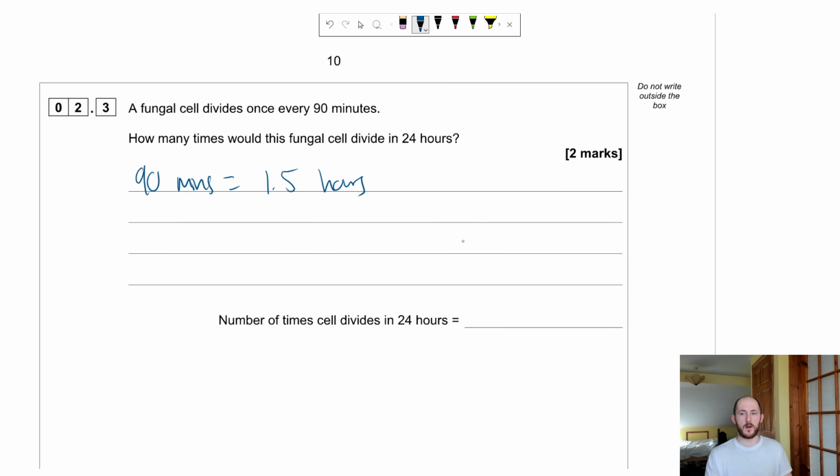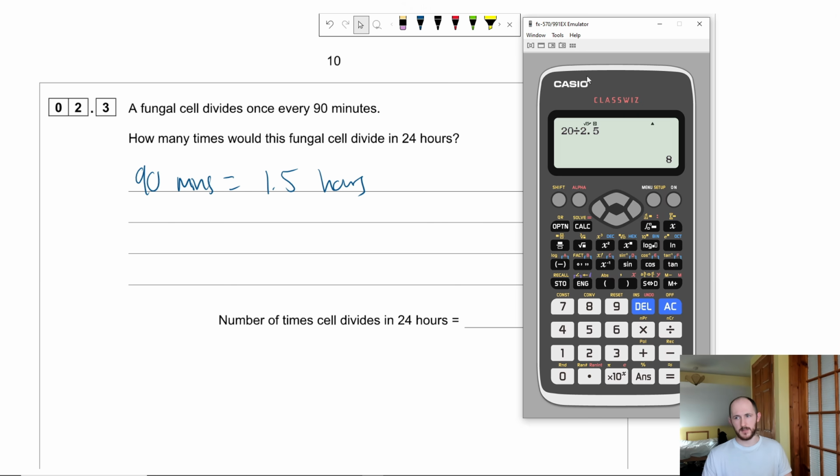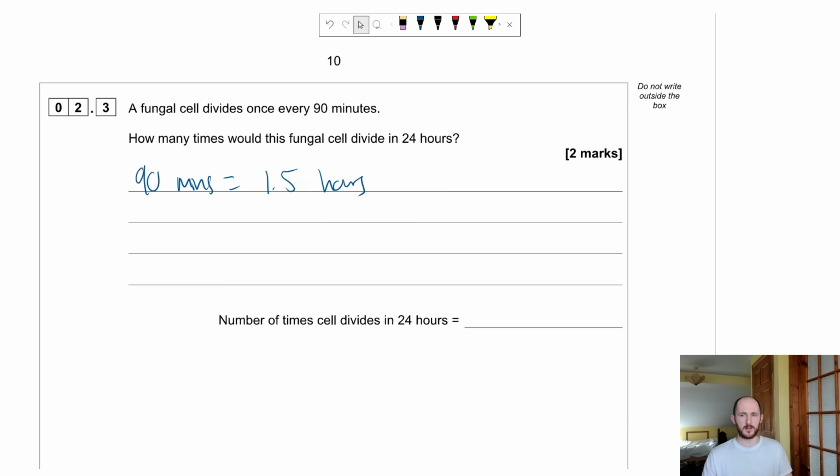How could I know that? Well, think about it. How many minutes are in an hour? 60, so 90 divided by 60 gives me 1.5. If you want, you could change hours into minutes, you get the same answer, it doesn't make a difference.